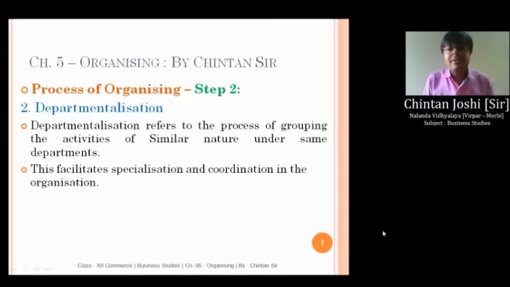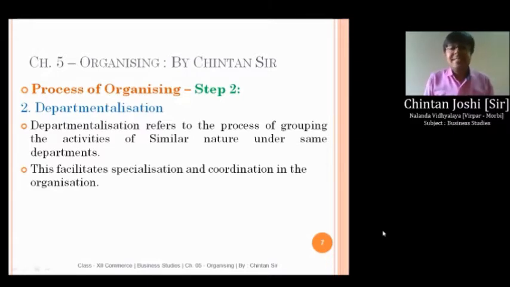Departmentalization refers to the process of grouping activities like disbursing cash and collection of cash under the cash clerk, and organizing the loan portfolio under the loan officer. Likewise, the same kind of activities will be grouped. Activities of similar nature will be grouped under one heading, under one department.